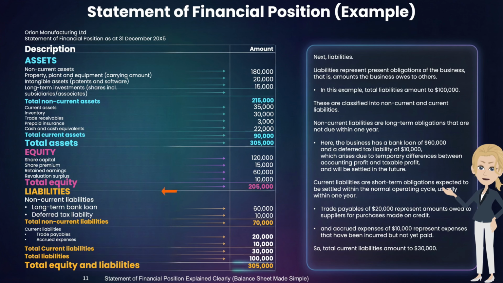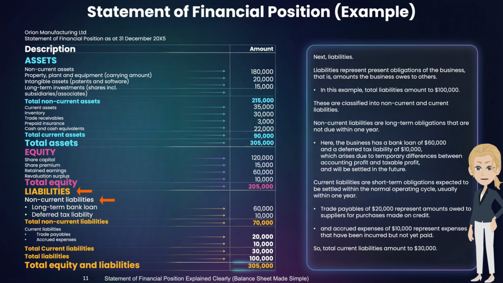Next, liabilities. Liabilities represent present obligations of the business. That is, amounts the business owes to others. In this example, total liabilities amount to $100,000. These are classified into non-current and current liabilities.